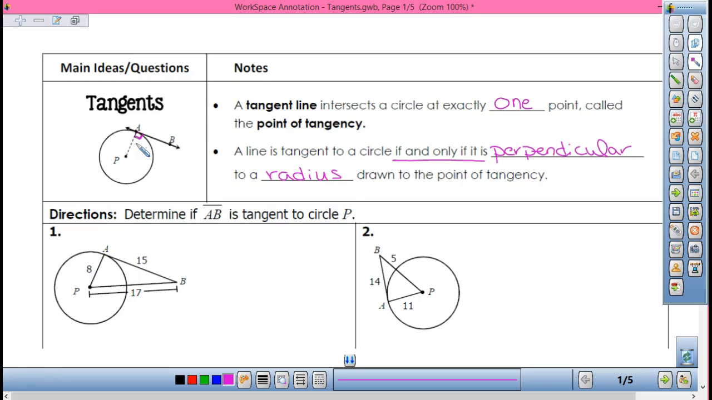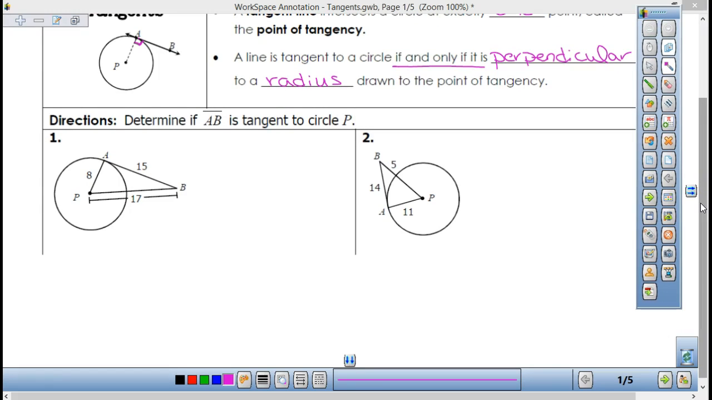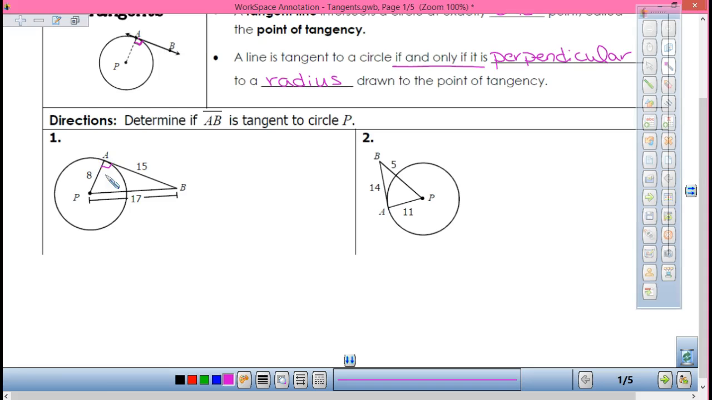Okay, so in number 1, it's asking, is it a tangent line? So how would I be able to tell if this is a tangent line? If this makes a right angle, and how can I prove if that makes a right angle? How can I tell if that's a right angle? Yeah, we gotta see if a squared plus b squared equals c squared. If it does, it's a right angle, if it's a point of tangency. If it doesn't, then it's not.